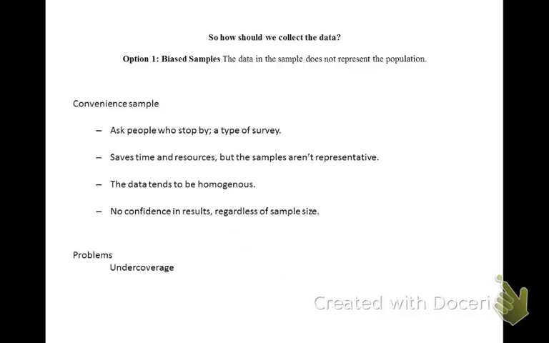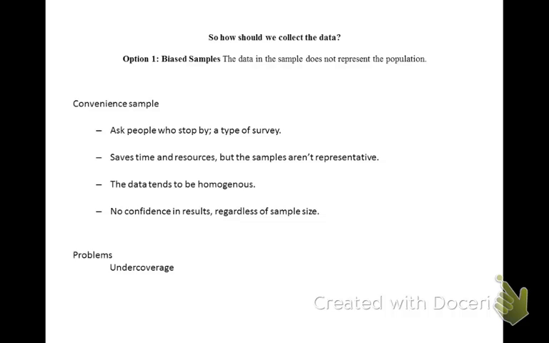The third type of data collection that produces a biased sample is a convenience sample, and this is the one that most people are guilty of. You ask people who stop by, you just ask people you know, you just look around and notice what you observe. It saves time and resources, but the samples are not representative, and the data tends to be homogeneous. People who stop by tend to all be alike in a certain manner, or if you just look around at people you know, what you've observed has some kind of common underlying factor.